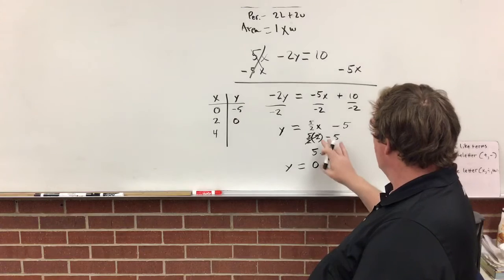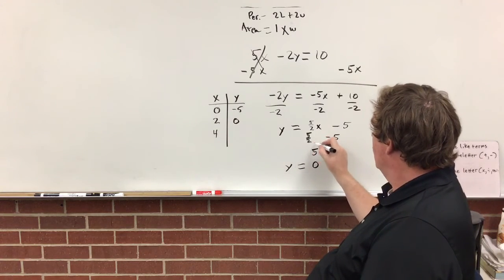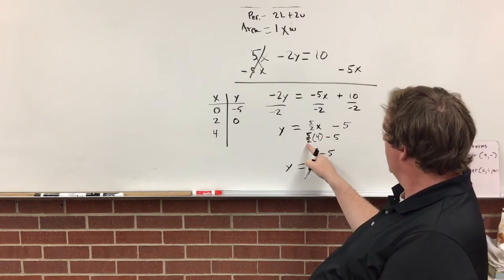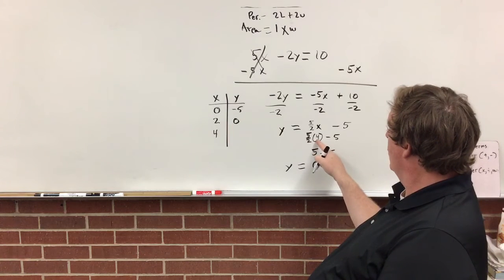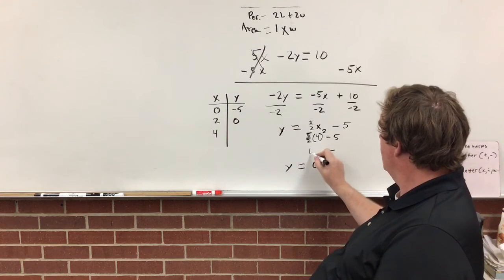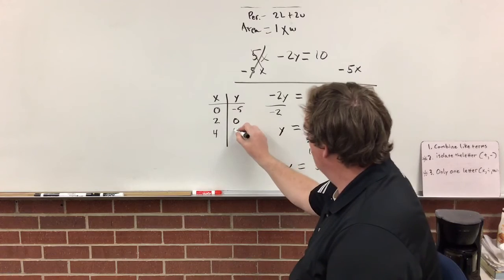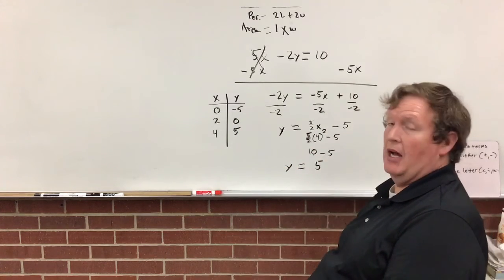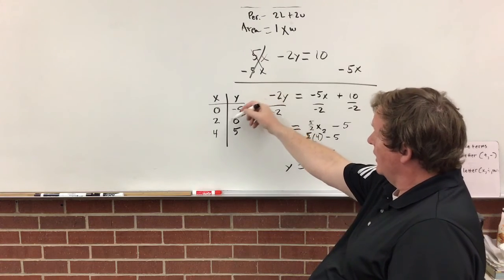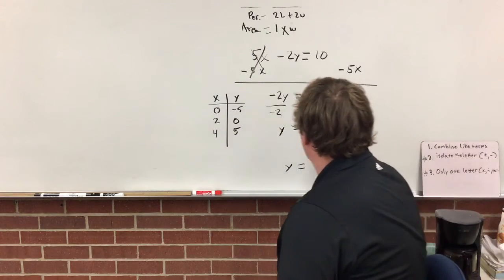All right, the last one. Okay, it may not be as bad as I thought it was going to be. Make x 4. If x is 4, 4 divided by 2 is 2, and then take 2 times 5, which is 10. And then y is going to equal 5 after we subtract 5 from 10. There's our ordered pairs: 0, -5; 2, 0; 4, 5. Let's put it on a grid.